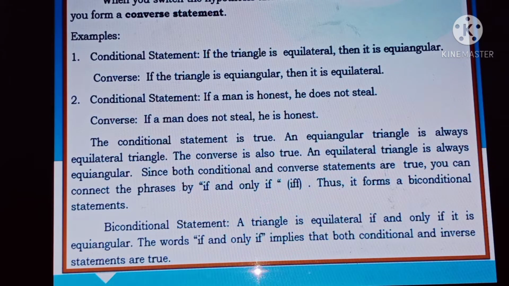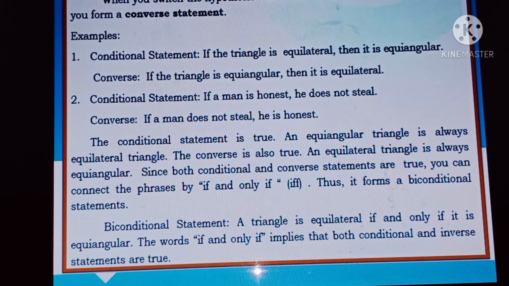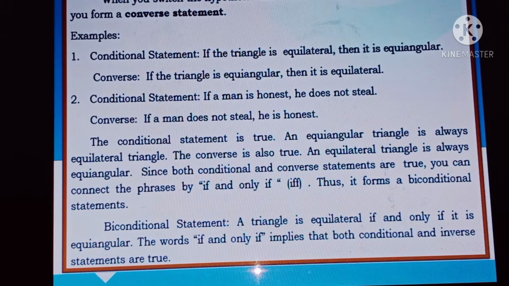So, the conditional statement is true. An equiangular triangle is always an equilateral triangle. Diba? Kung lahat ng angles ng triangle ay equal, it follows na lahat ng sides niya ay equal din. Kaya true yung statement ng conditional. So, the converse is also true, dahil an equilateral triangle is always equiangular. So, doon sa number 1 example, si conditional statement ay true at si converse ay true.